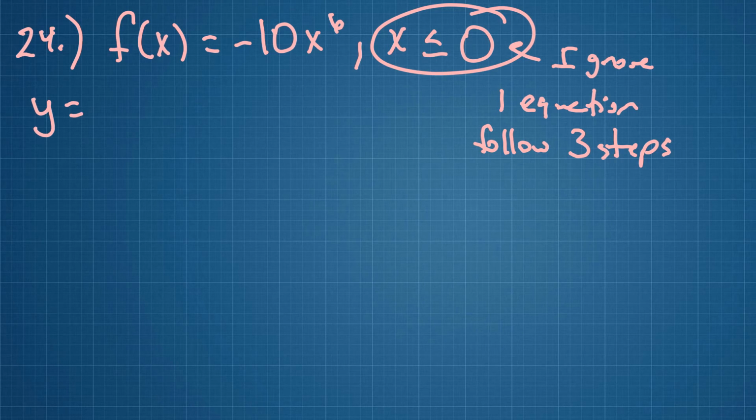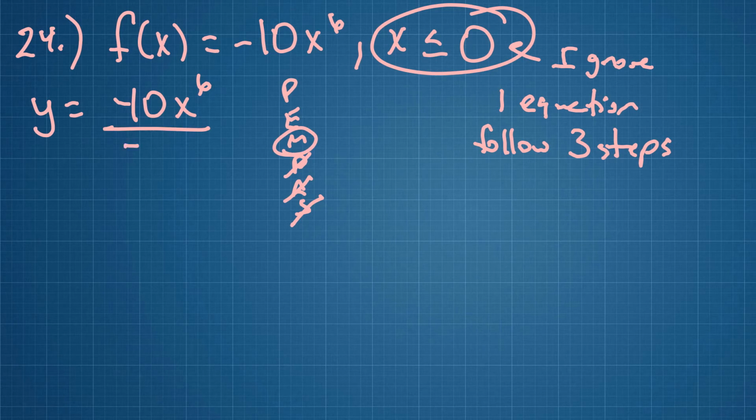So I'm going to write y equals minus 10x to the 6th, because I don't want f of x. And then I'm going to use PEMDAS backwards for step 2. I don't see any subtraction, no addition, no division, multiplication. That's why I have to divide by negative 10 to start.